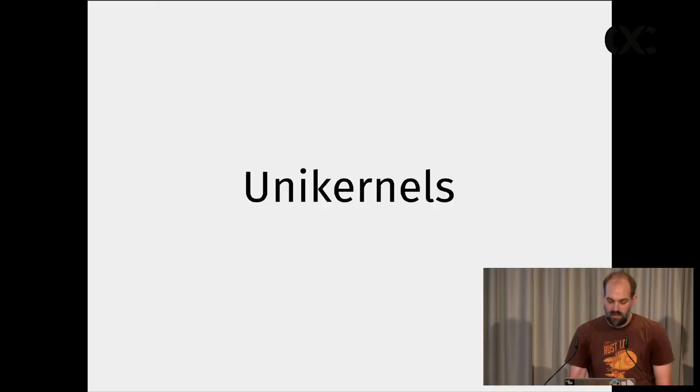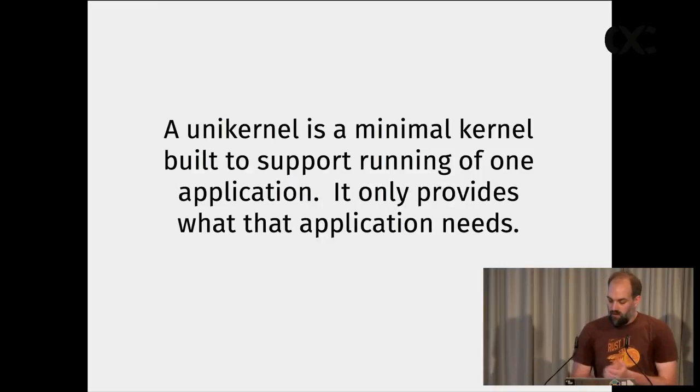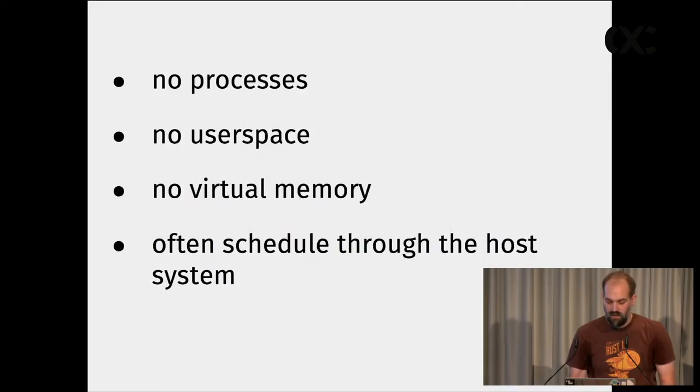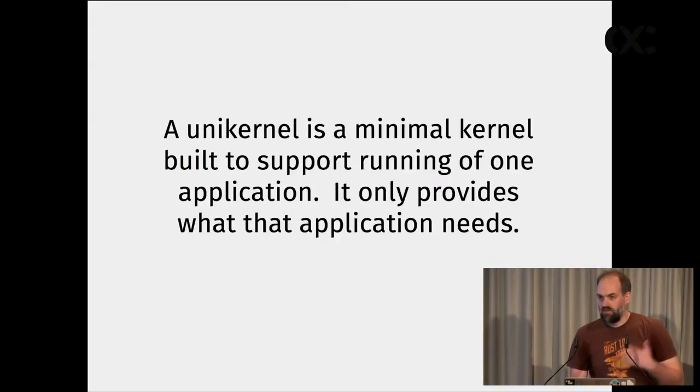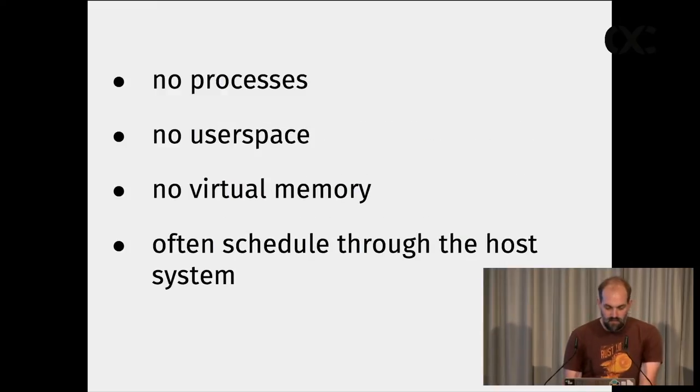A unikernel is basically a minimal kernel built to support just the application that should run on top of it and only provides what the application needs. So if the application, for example, uses no disk at all, I just don't compile a disk driver. I just leave it out. If it uses no network, I just keep the network out. That also means that unikernels in general have no concept of a process.